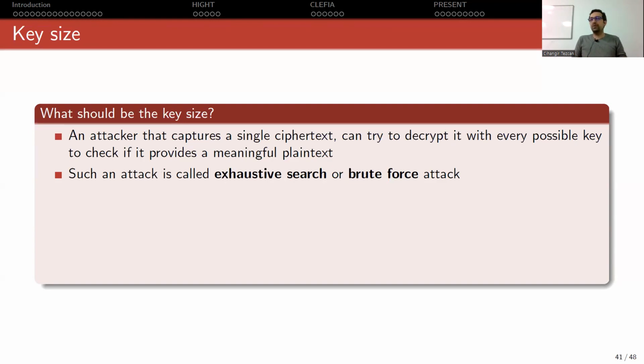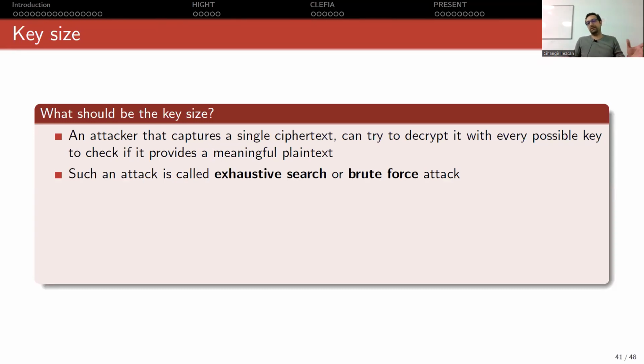It depends on the current technology, the speed of our devices. So let's talk about them. An attacker that captures a single ciphertext can try to decrypt it with every possible key to check if it provides a meaningful plaintext, right? So here you are performing a brute force attack or exhaustive key search attack.